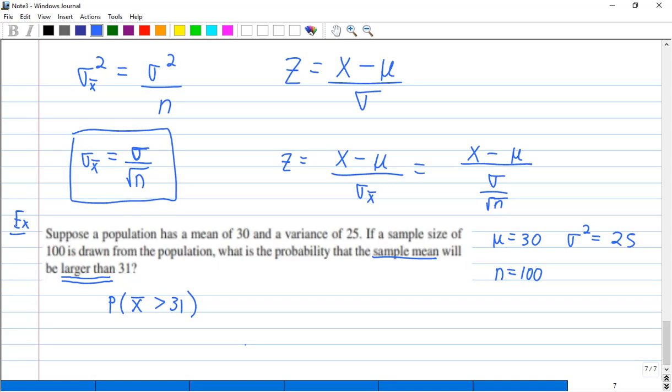All right, so we weren't given one value directly that we need for our z-score formula. What's that? What's the value that I need that I wasn't given?